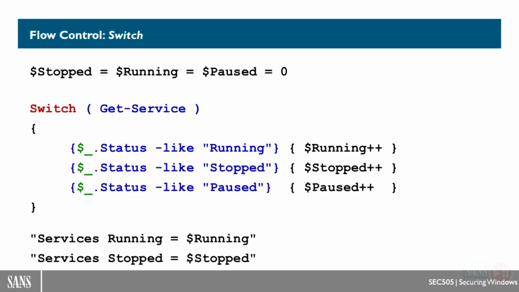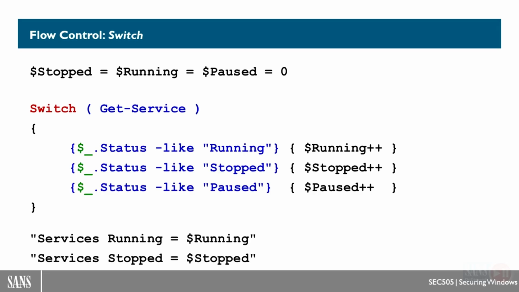Here's another flow control keyword. It's switch. Here's a PowerShell trick you can see at the very top. I'm setting 3 variables to 0. Whenever you see a line that has multiple equal signs, you start on the right-hand side and move towards the left. So 0 is assigned as the data to the paused variable, and the contents of the paused variable are assigned as the data for the running variable, which of course is assigned as the data for the stopped variable. This little trick sets all 3 of these variables to 0.